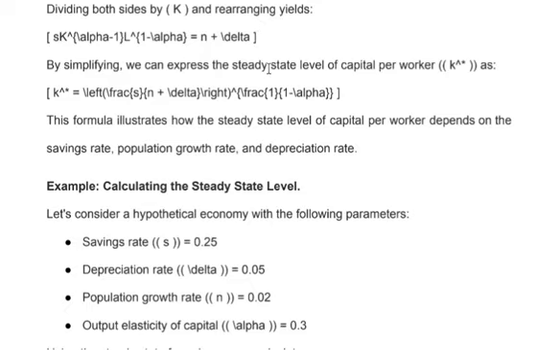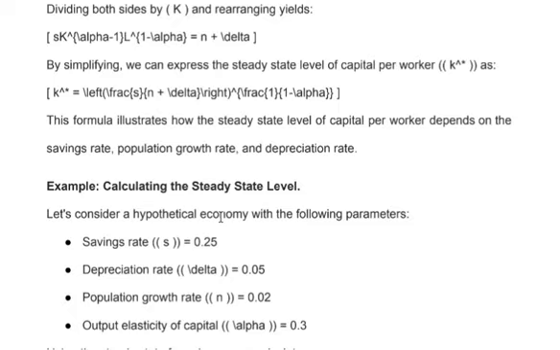By simplifying, we can express the steady-state level of capital per worker, k*, as k* = (s / (n + δ))^(1/(1-α)). This formula illustrates how the steady-state level of capital per worker depends on the savings rate, population growth rate, and depreciation rate. Example: calculating the steady-state level.